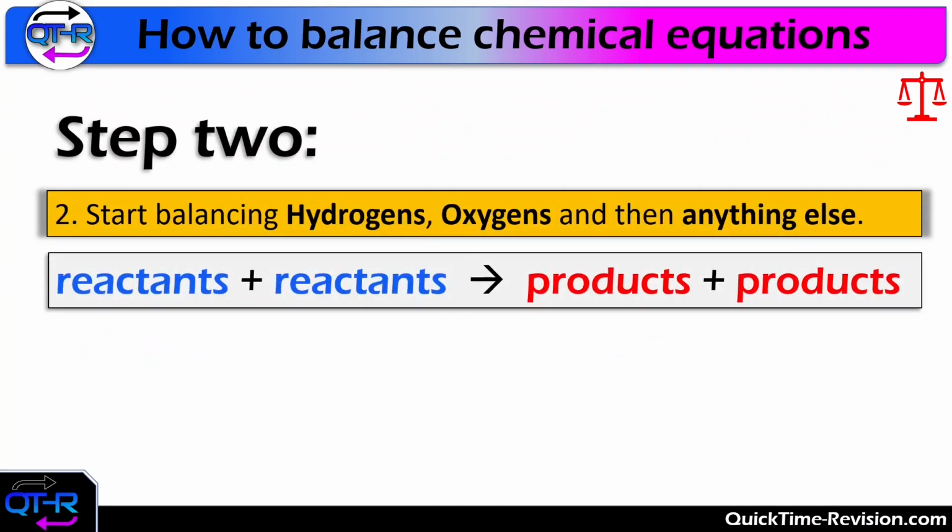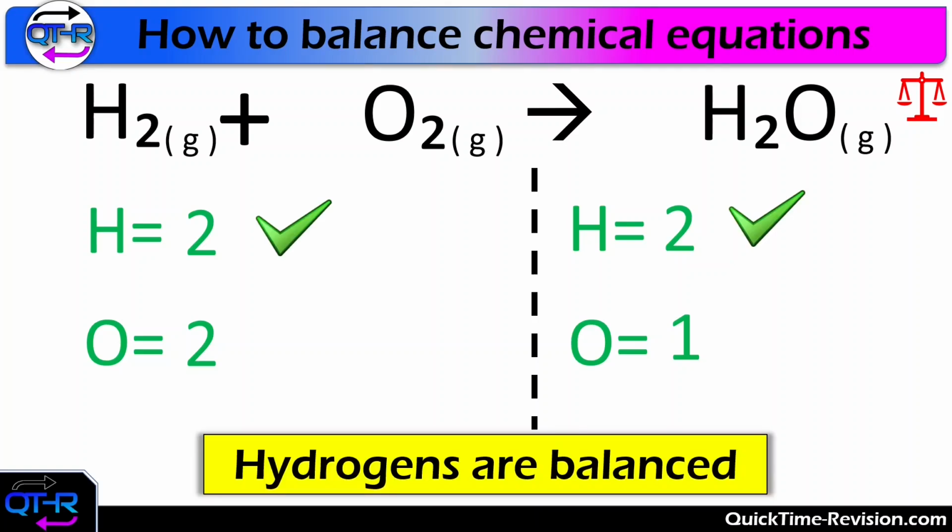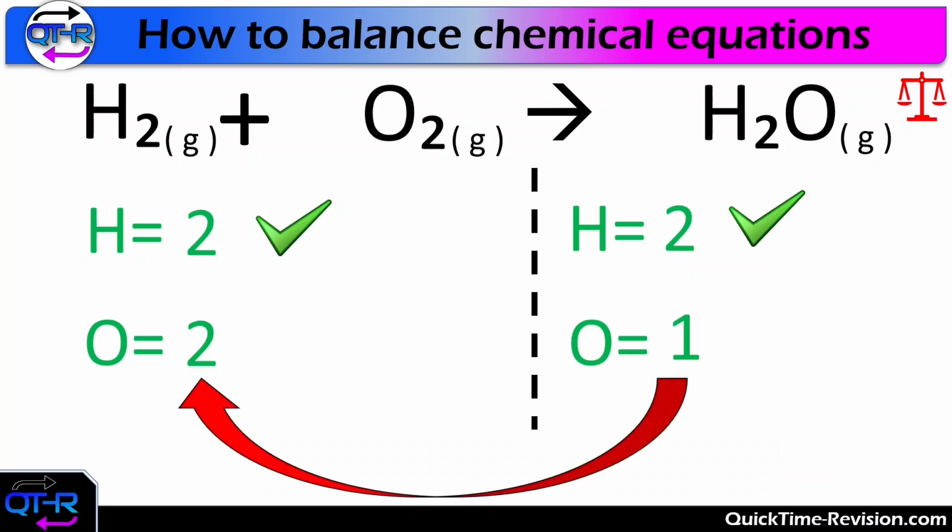Now, start balancing hydrogens, oxygens, and then anything else. When we look at this equation, we can see that the hydrogens are already balanced, so we only need to start working on the oxygens.